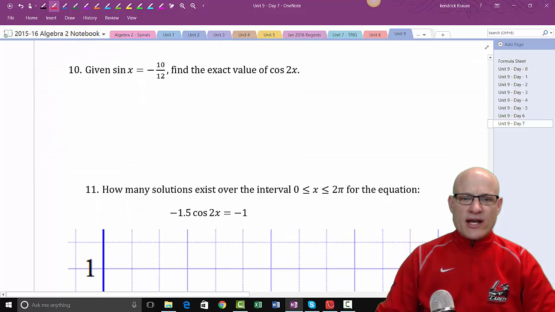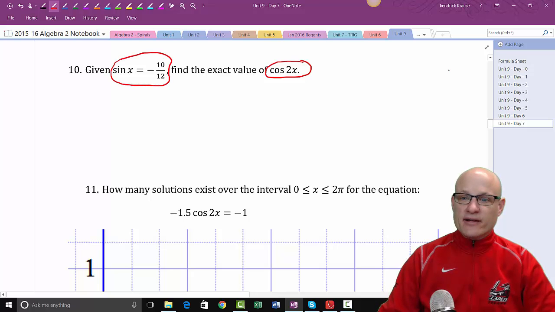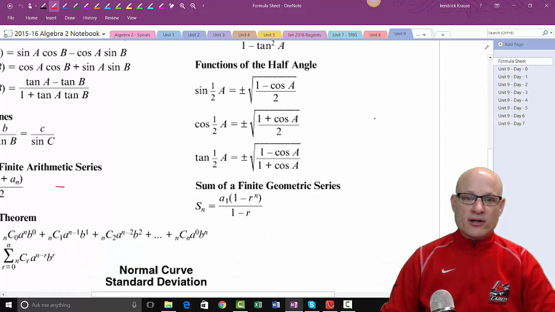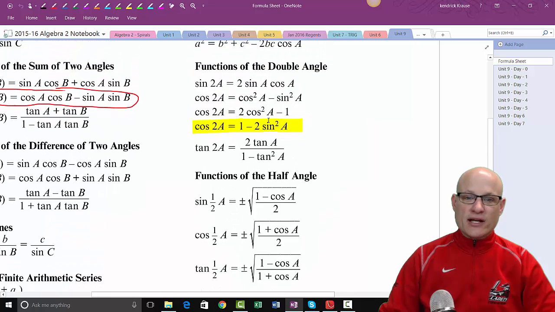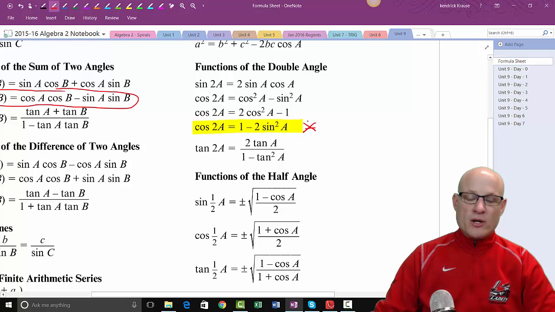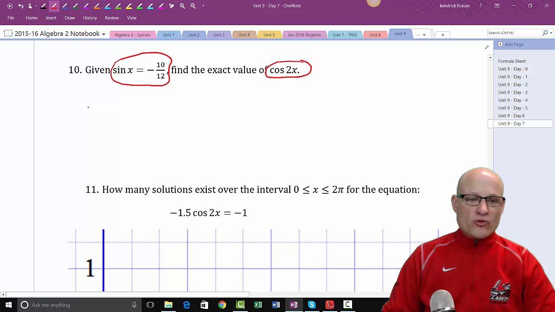Find the exact value of cosine 2x. So this is the double angle formula, and I want the one that has sine in it, apparently. If I haven't memorized it yet, it's right here. I actually probably still have it highlighted. Yep, there it is. We want the one with sine in it, so we're going to use this one again. 1 minus 2 sine squared a. So cosine of 2x is equal to 1 minus 2 sine squared x.